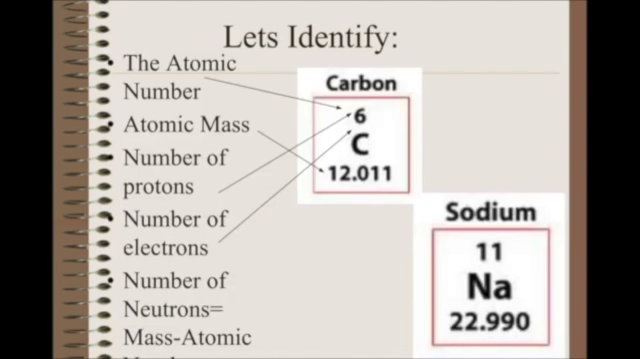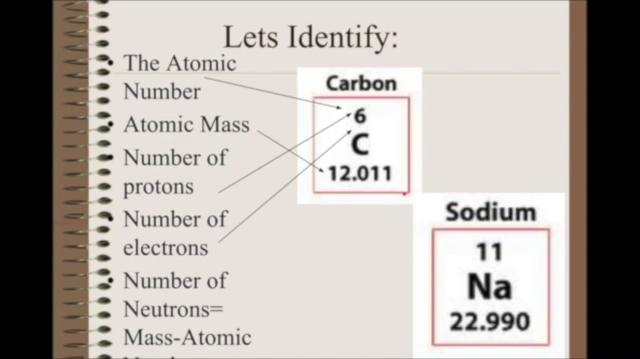All right, so let's identify. You will need this for one of your slides. So if you go to the next slide and you can't remember how to identify, come back to this part of the video and it's labeled for you. So the atomic number is the whole number and it is the smaller number. So atomic number, smaller number. The atomic mass is the bigger number.